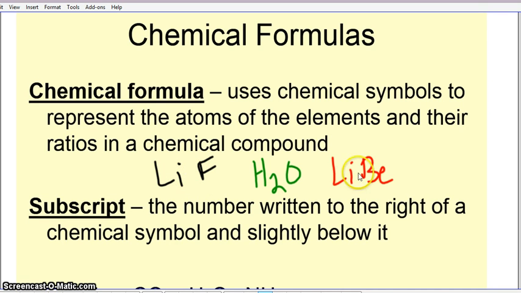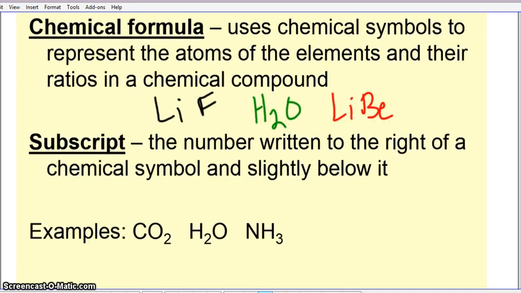Okay. Now, a lot of times you will have what are known as subscripts, and these are the numbers that are written to the right of the chemical symbol, slightly below it. So right here, like H2O, CO2, NH3, okay? And that tells you the ratio, all right? So how many carbons do we have in CO2? One. How many oxygens do we have? Two, all right?